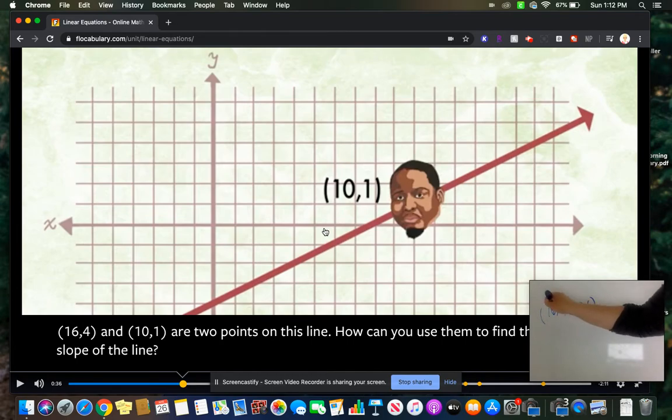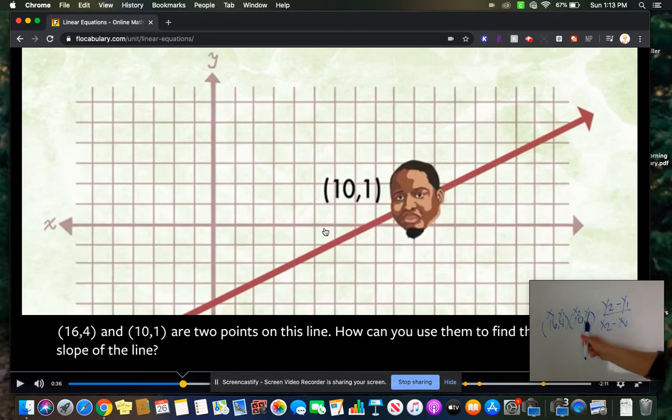This is my x sub 1, my y sub 1, my x sub 2, my y sub 2. Okay, we want y sub 2 minus y sub 1 over x sub 2 minus x sub 1. All right, let's plug them in. Y sub 2 is 1. Y sub 1 is 4. Over. X sub 2 is 10. X sub 1 is 16.